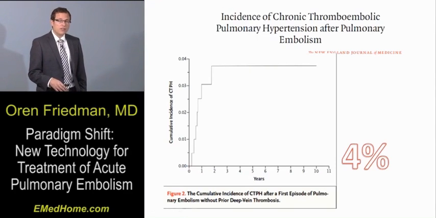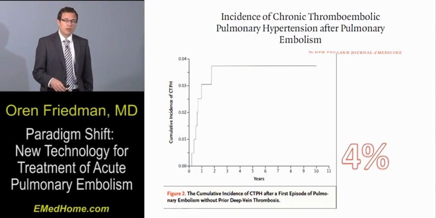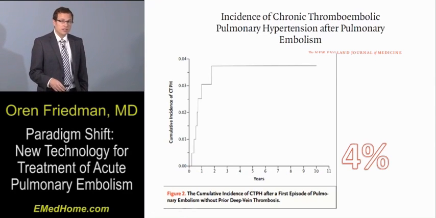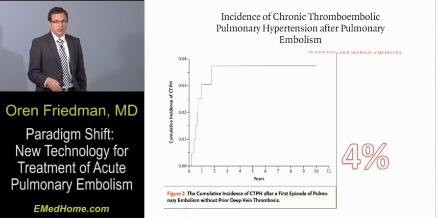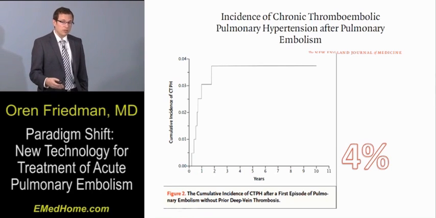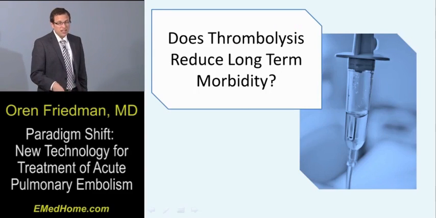And some patients go on to develop this very devastating disease, chronic thromboembolic pulmonary hypertension. This is definitely a disease that you don't want to have. We think the incidence is around 4% in all comers. This was a study of 314 patients with acute pulmonary embolism, and they were followed up based on symptoms. Now, if you have submassive pulmonary embolism, your likelihood of going on to develop chronic thromboembolic pulmonary hypertension is even higher. The real question is, can we change this by being more aggressive with our pulmonary embolisms up front?